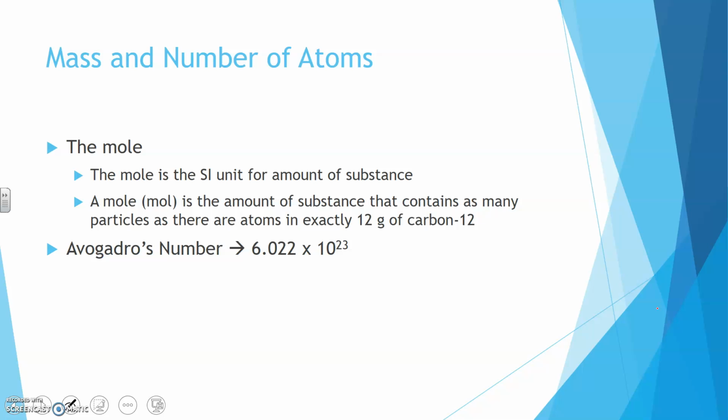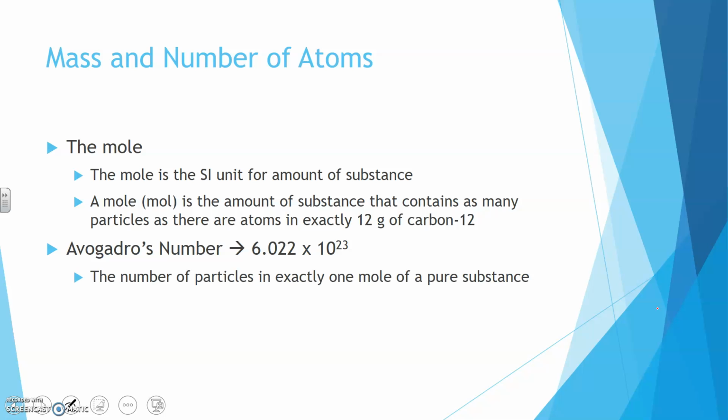So his name does sound a lot like avocado. Okay? In fact, if you have 6.022 times 10 to the 23rd avocados, what do you have? That would be a guacamole. Ha!